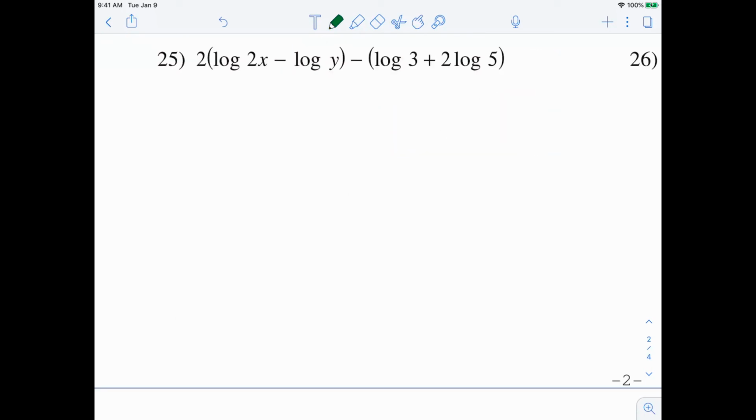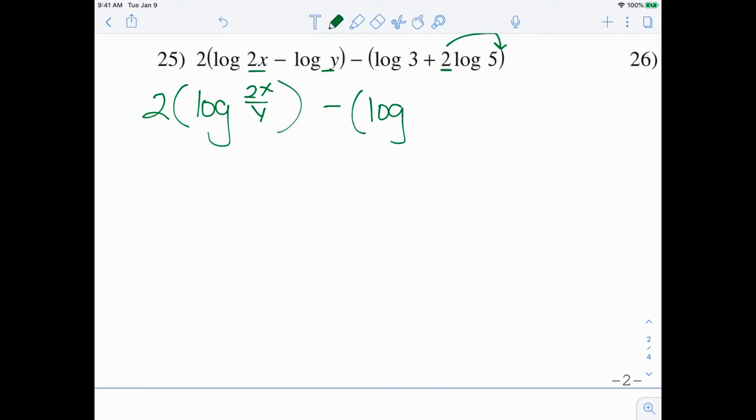So lastly, I'm going to do number 25. Number 25 is a little more complicated. We're going to deal with parentheses first because we're following the order of operations. So I would have 2 times, since I'm subtracting in the first set of parentheses, I'm going to divide 2x by y. So I'd have 2 times the log of 2x over y minus, and I have to do a couple of things with the second set of parentheses. The first is that I have a coefficient of 2, so that becomes an exponent on the 5. That will give me log of 3 plus log of 5 squared.